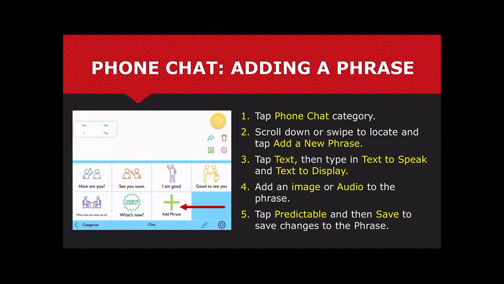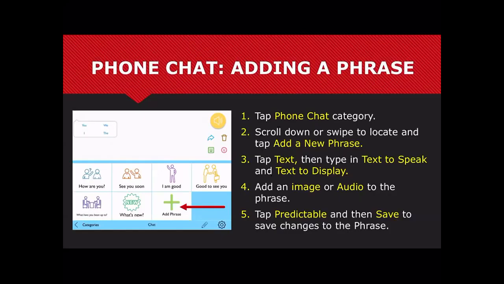Okay, so adding a phrase. If you navigate to the phone chat you just created and you scroll down or swipe to locate the phrase you want to use, tap text and then type in your text to speak and your text to display, which are generally for me the same, unless this is going to be a long phrase. And then you have the option of adding an image or audio to the phrase, and then hit predictable to save.